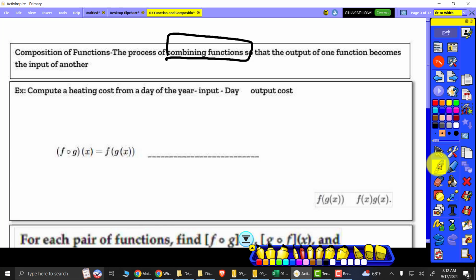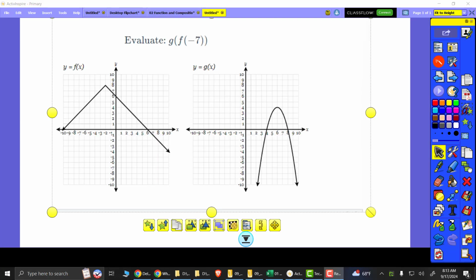So I think I would give you a graphical view of what's happening so that you can see it from the graphical point of view. Here's the visual composition. How do we do composition visually?